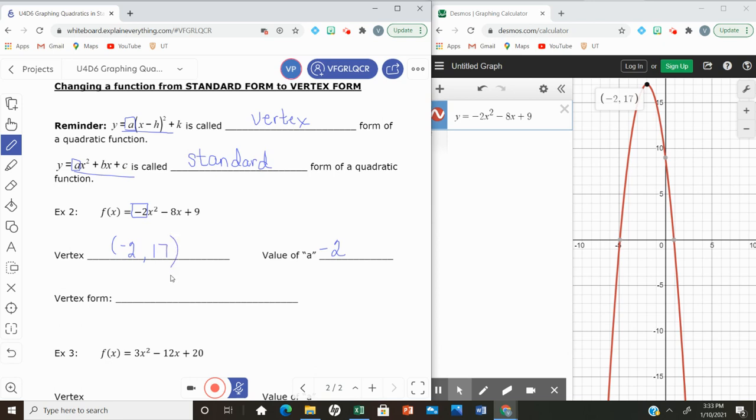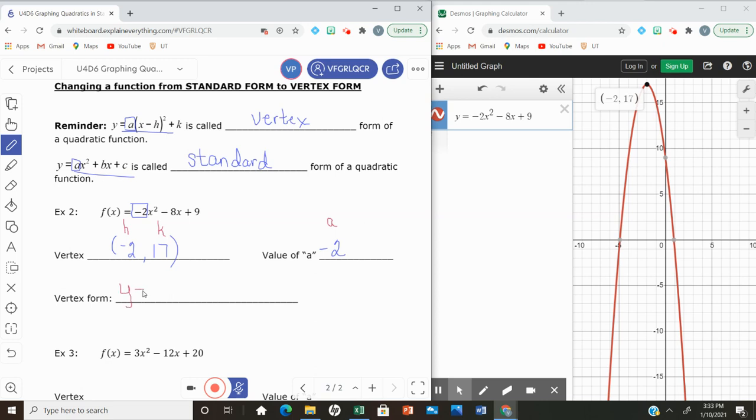So I want you guys to be careful with this next step here. So we are going to be replacing H and K. Let me highlight these here. This is H, and this is going to be your K value. And we are also going to be replacing the A value with the negative 2. Okay, so let's fill this in.